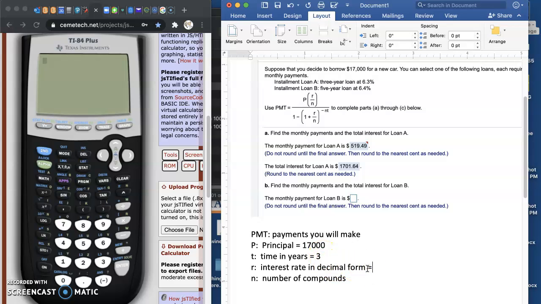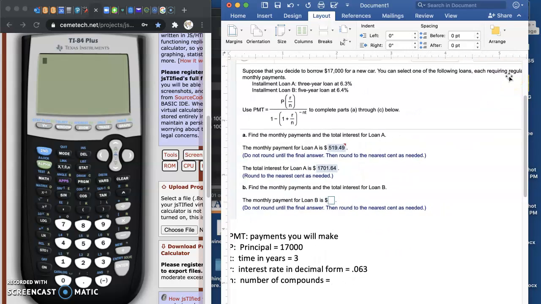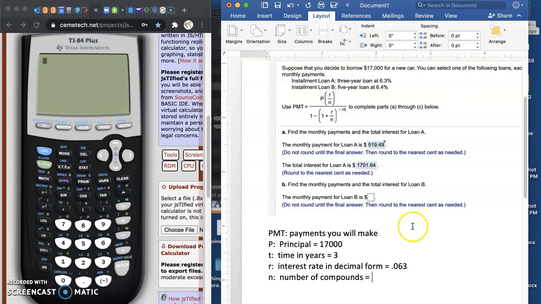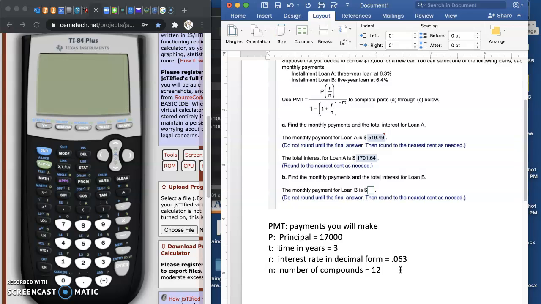The interest rate in decimal form, they've given us a percent. And remember, when you have a percent given, you have to move the decimal 2 places to the left. So that becomes 0.063 for R, or your rate. And the number of compounds is how many times that gets compounded throughout a year, or how many payments you're going to make in a year. In this case, it says you're going to make monthly payments. So that's 12 payments per year.